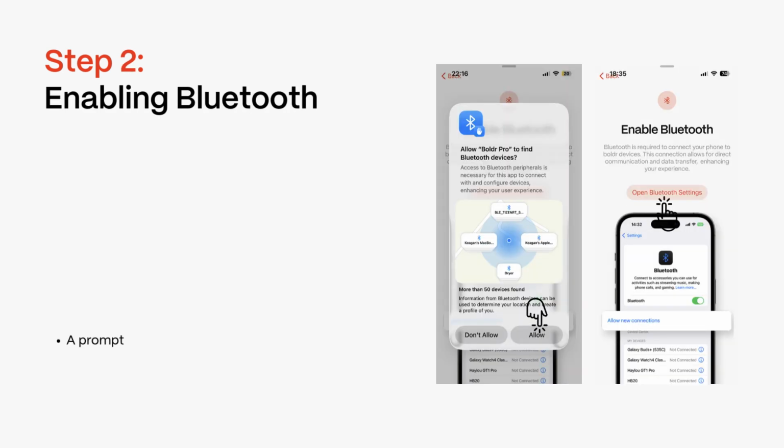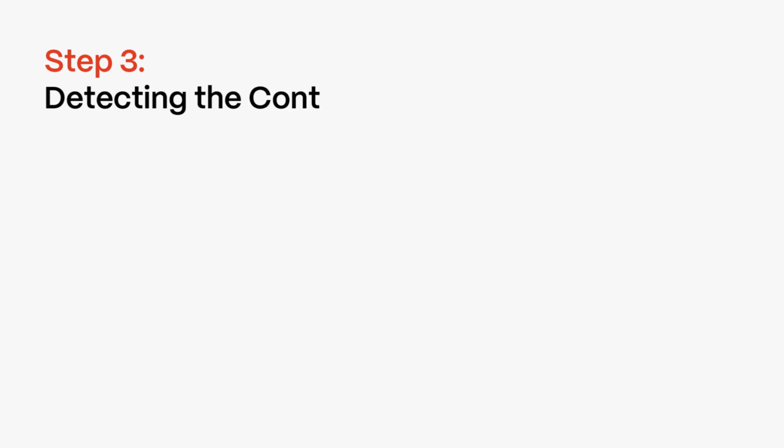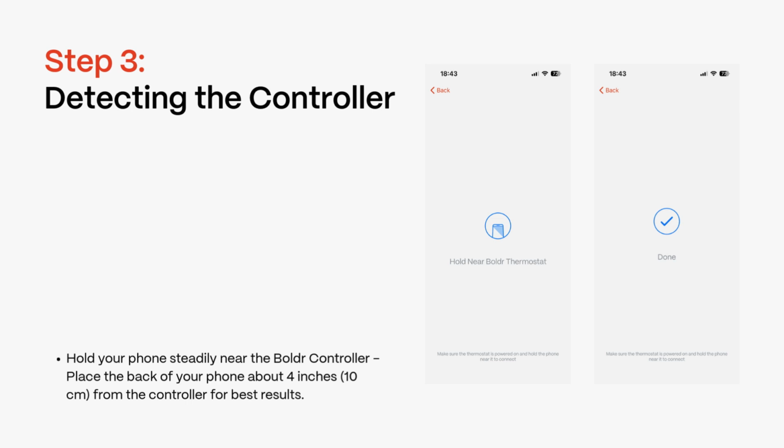Step 2. Enabling Bluetooth. A prompt will ask you to allow Bluetooth access to the Boldr Pro app. Tap Allow, or open your phone's Bluetooth settings to enable. You will only be asked this once. Step 3. Detecting the controller. Hold your phone steadily near the Boldr controller. Place the back of your phone about 4 inches from the controller for best results.